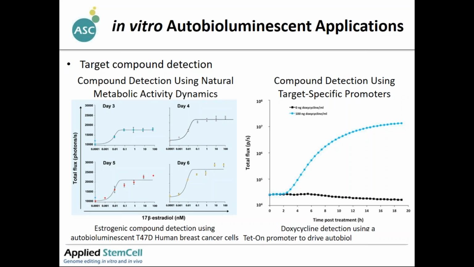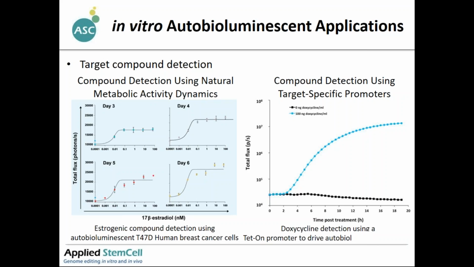This graph shown on the left here is actually using estrogen-responsive autobioluminescent T47D human breast cancer cells to track cellular growth in response to estrogenic compound exposure. Same idea again: because you can keep the cells intact, you can track the population over time and repeatedly, every day. So you get more data with actually less cellular preparation work.